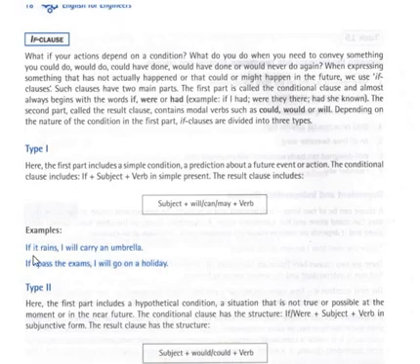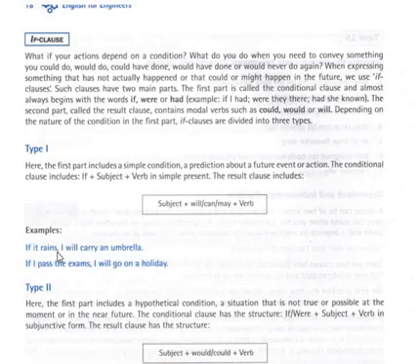For example, if it rains, I will carry an umbrella. This is a sentence with two clauses. If it rains is one clause, that is the if clause. I will carry an umbrella is another clause, that is the main clause. What is the condition here? If it rains, that is, it may take place in the future. Can you see, rains is in present tense, V1 form.